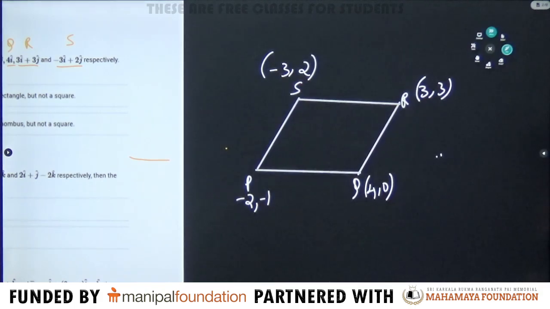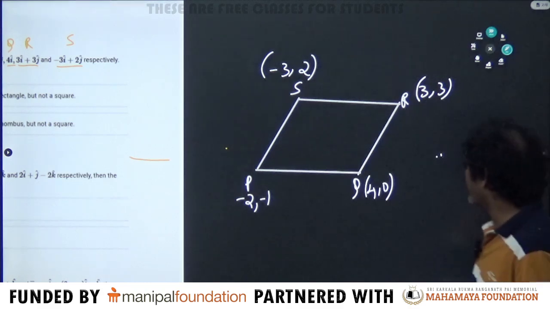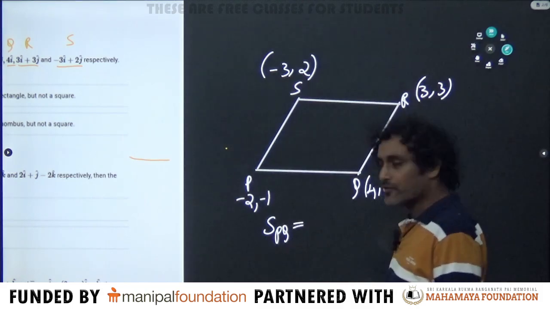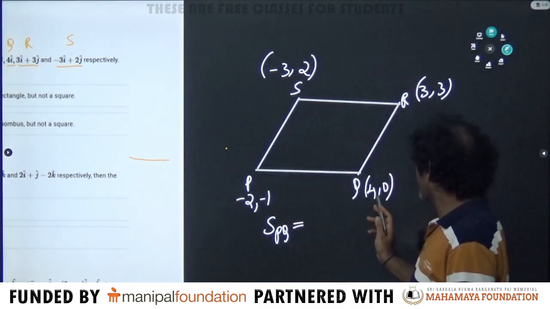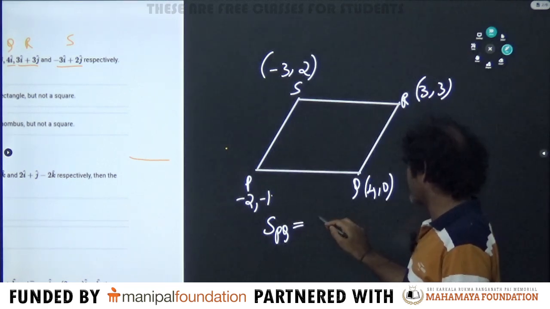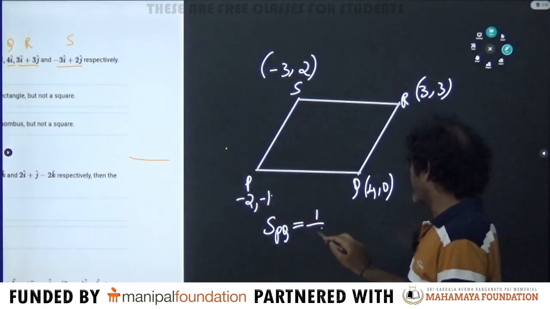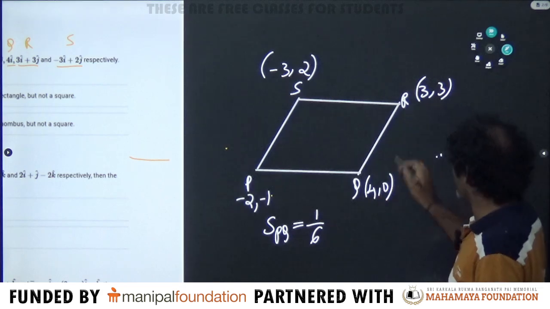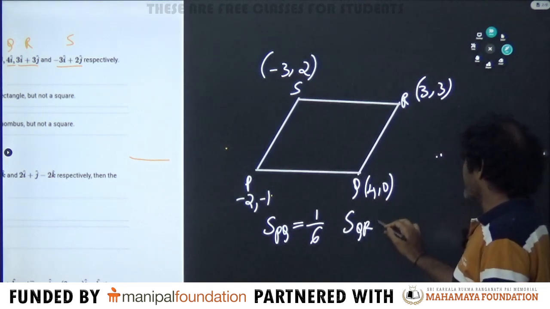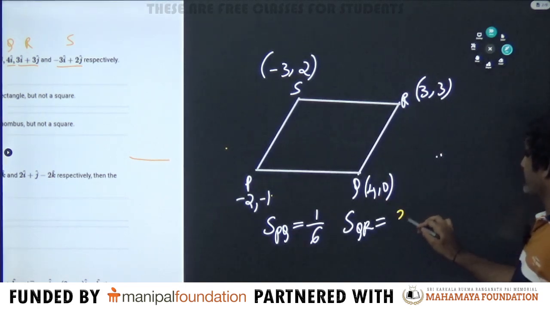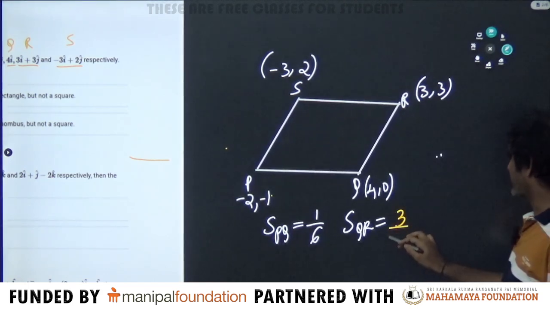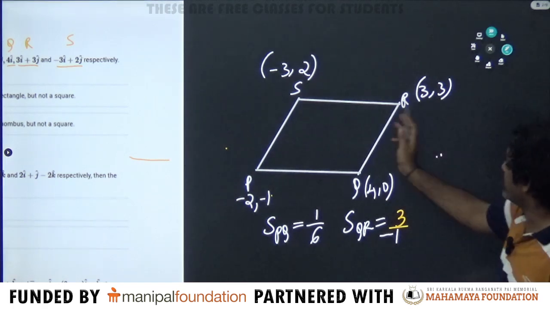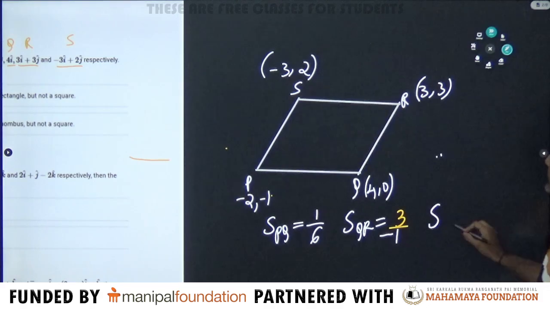Now just find the slope. Slope is easy, right? Slope of PQ: 0 minus of -1 is 1, 4 minus of -2 is 6. Now do the slope of QR. It's very easy: y2 minus y1, 3 minus 0, over 3 minus 4, is -3. And do this one, slope of RS.